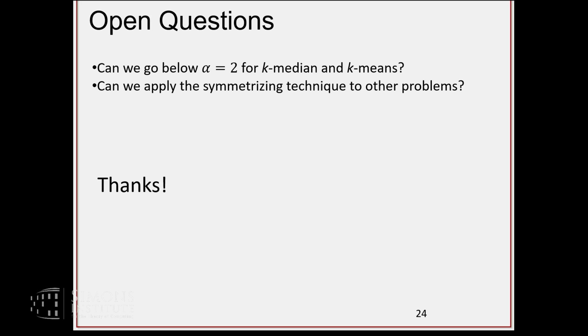Okay, so now we have the lower bound for k-center, but we don't have any lower bounds for k-median or k-means. So it's still an interesting question if we can go below alpha equals 2 for those problems. And then also, can we apply the symmetrizing technique to other problems? Okay, that's all I wanted to talk about. Thank you.